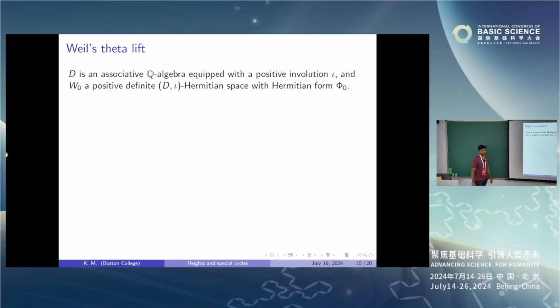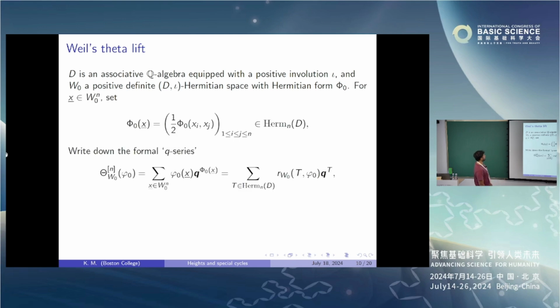Here is sort of a general thing: when Weil, in his paper, basically constructs the Weil representation, one of the things you can extract from it is the following. I think it's basically a classical result, but maybe in this formulation it is due to Weil. What is this? You have an associative algebra with a positive involution, and you have a positive definite Hermitian space, a Hermitian form.